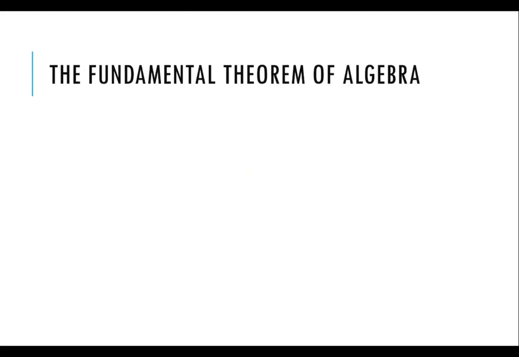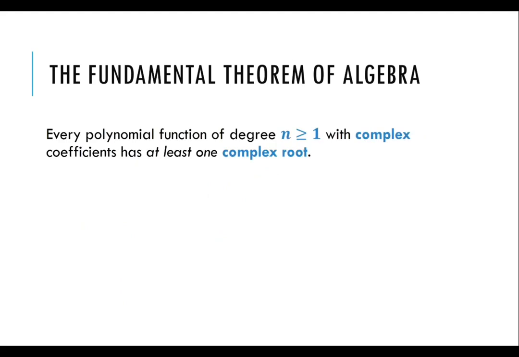Alright, well then we get this thing called the fundamental theorem of algebra. And the deal is that the fundamental theorem of algebra says that every polynomial function of degree n greater than or equal to 1 with complex coefficients has at least one complex root. Well, what does that really mean?